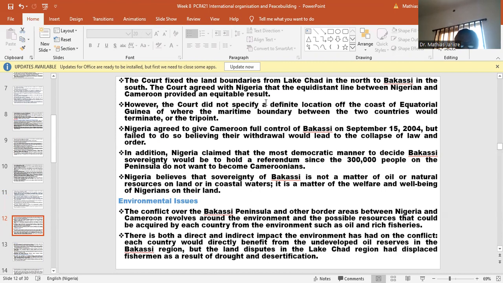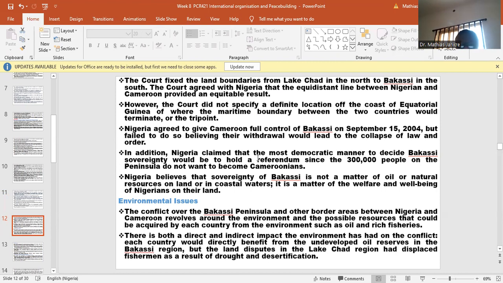However, the court did not specify a definite location off the coast of Equatorial Guinea where the maritime boundary between the two countries would terminate. Nigeria agreed to give Cameroon full control of Bakassi on September 15, 2000, but failed to do so, believing their withdrawal would lead to the collapse of law and order.